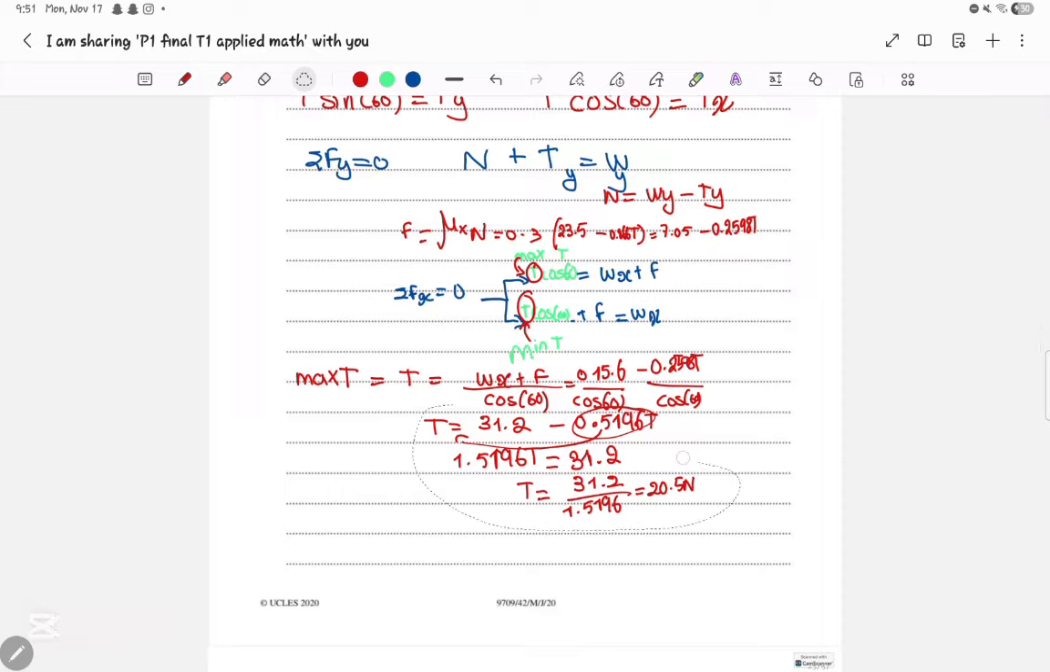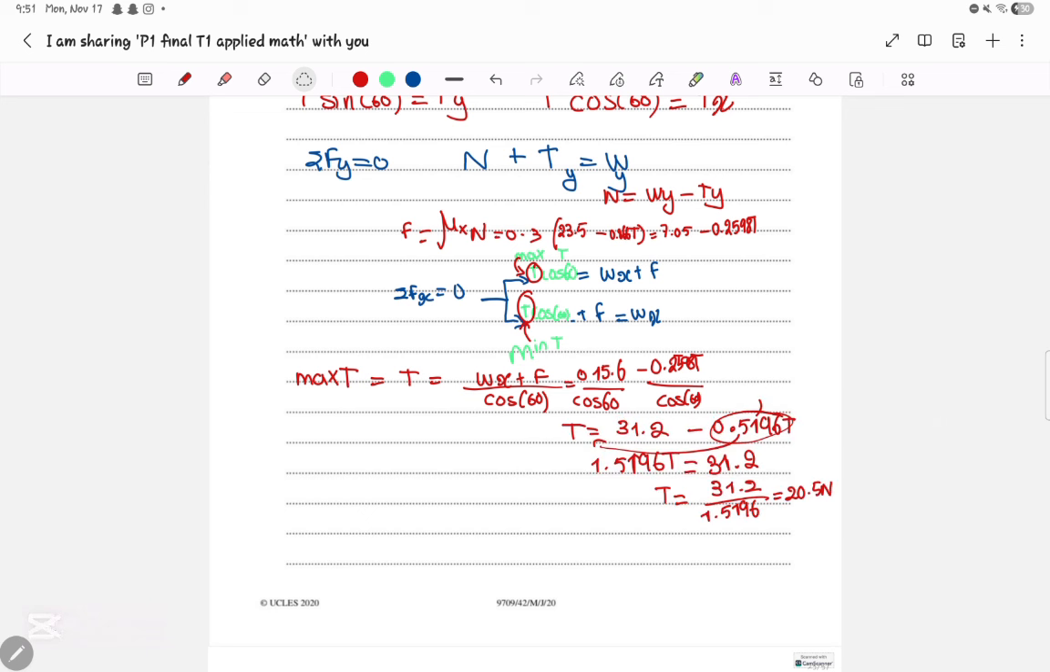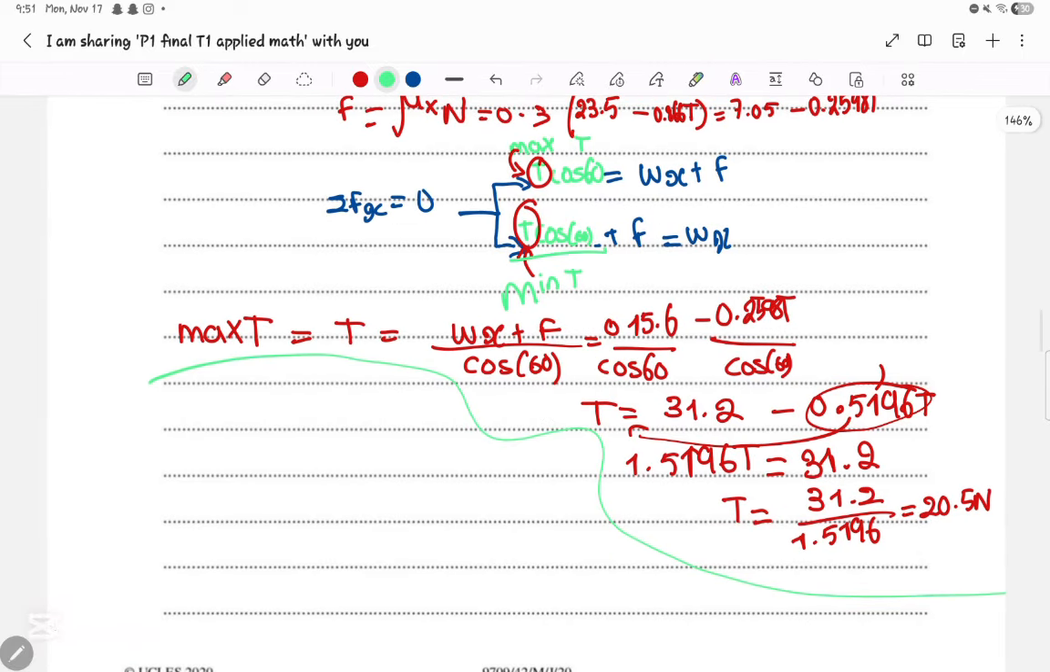Let me now move this. Okay, I will move this now over here. So now, what can I use? I can use this space to find the minimum tension. So my minimum tension T is over here. T cosine 60 plus F is equal to Wx. That means T cosine 60 is equal to Wx minus F. So T is equal to Wx minus F over cosine 60.